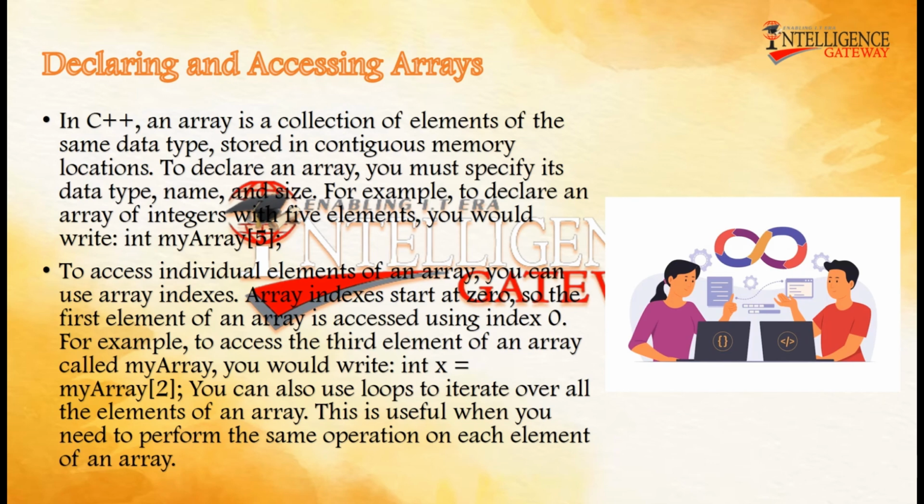Declaring and accessing arrays. In C++, an array is a collection of elements of the same data type stored in contiguous memory locations. To declare an array, you must specify its data type, name, and size. For example, to declare an array of integers with 5 elements, you would write int myArray[5]; To access individual elements of an array, you can use array indexes. Array indexes start at 0, so the first element of an array is accessed using index 0.